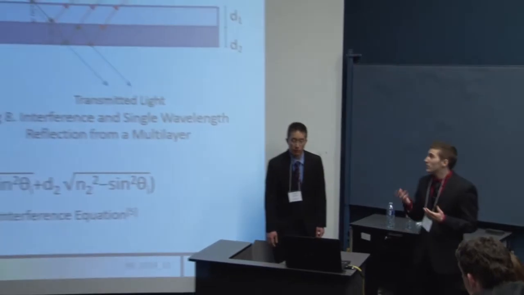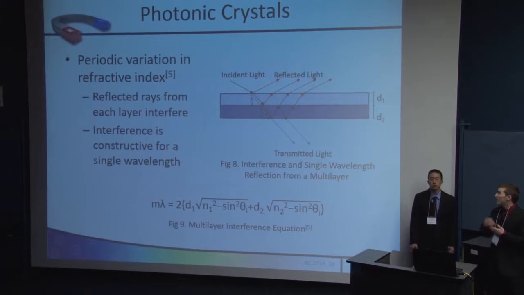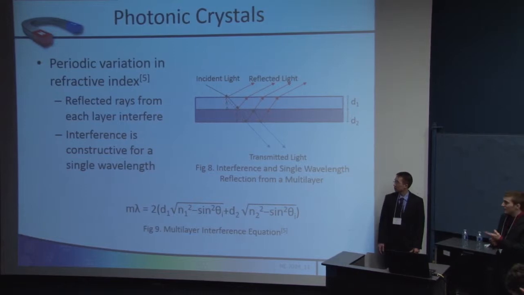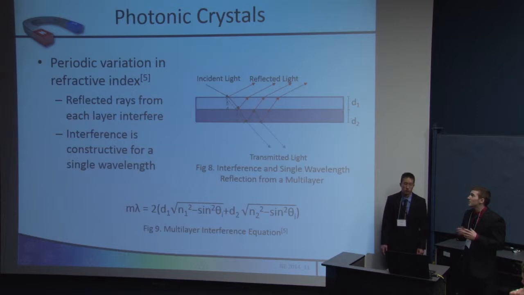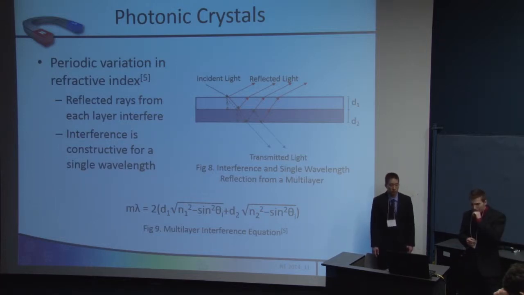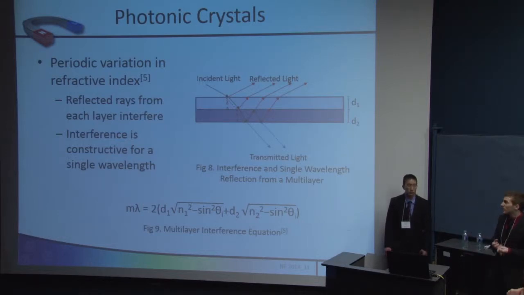Photonic crystals are a periodic variation in the refractive index of a material. What happens with these materials is that at each interface, light is reflected, and the reflected rays end up interfering constructively and destructively depending on the optical path differences. By controlling the thickness of the layers, you can get specific wavelengths to interfere constructively and specific wavelengths to interfere destructively. With our material, the nanoparticles form one layer of the photonic crystal, and the other layer is the water solution that they're suspended in.